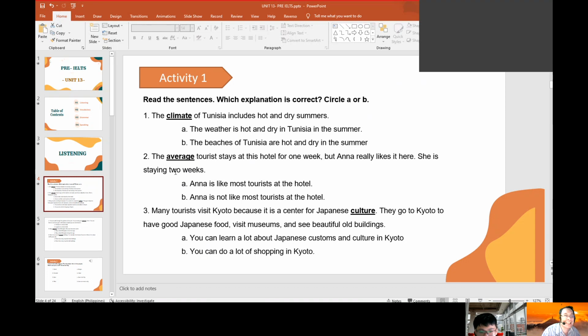Next, what about when you say average? Can you make a sentence using the word average? Average. Hmm, let me see. Okay, I'm going to give you one. That person is just only average when it comes to knowing this particular place or country. So meaning average.